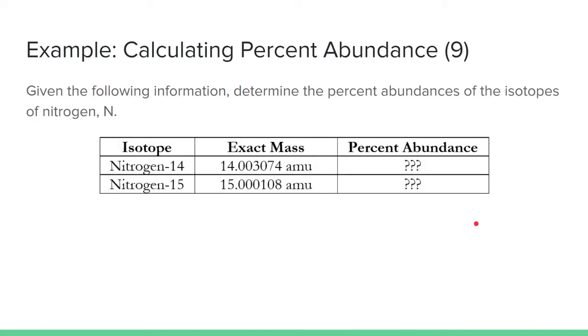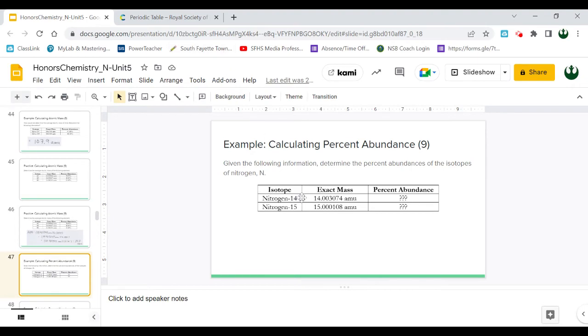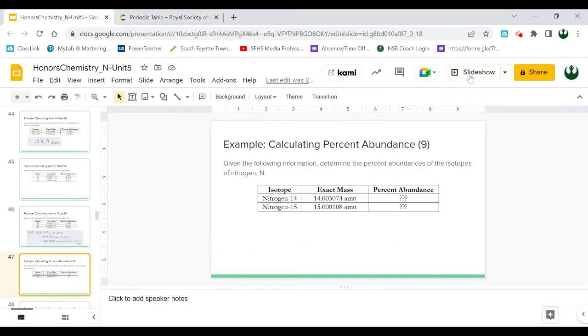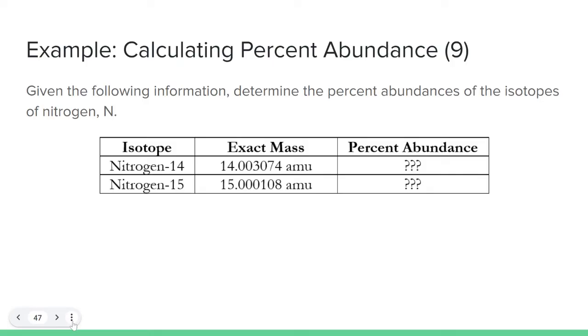But what if we didn't know the percent abundance? Given the following information, determine the percent abundances of the isotopes of nitrogen. Now, I have 2 variables, which makes it seem as though I don't really have the necessary information to solve this. But there is one piece of information that is not listed here. If I go to my periodic table, I know that the weighted average should match what's underneath the symbol, which is 14.007 atomic mass units, and that's what I'm going to use as my weighted average.